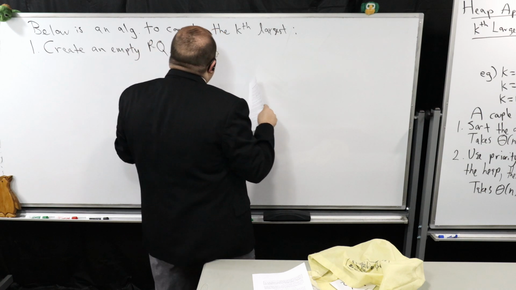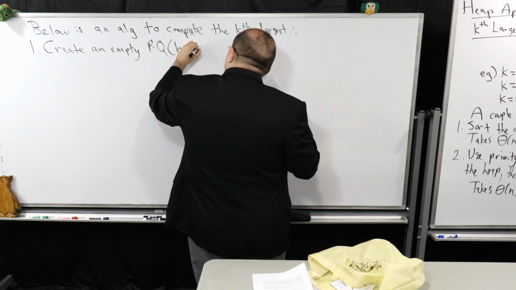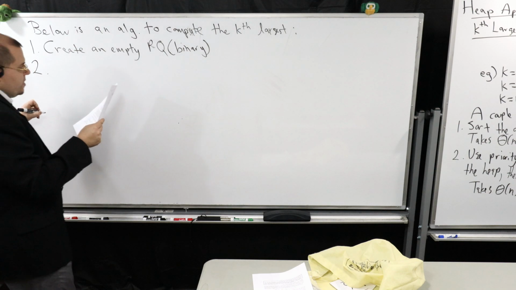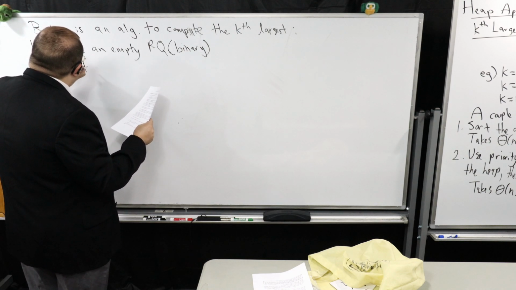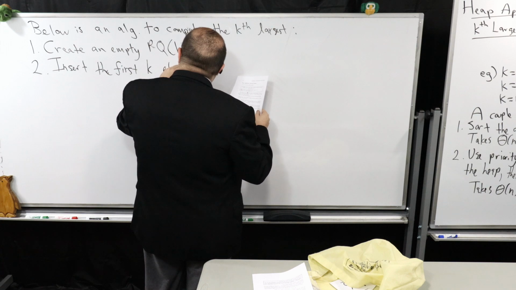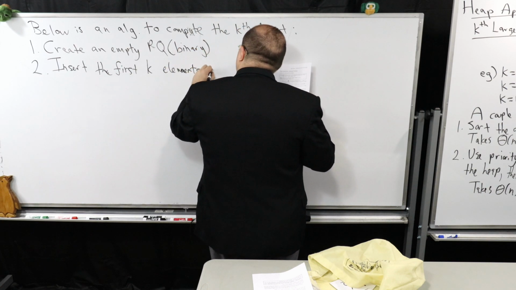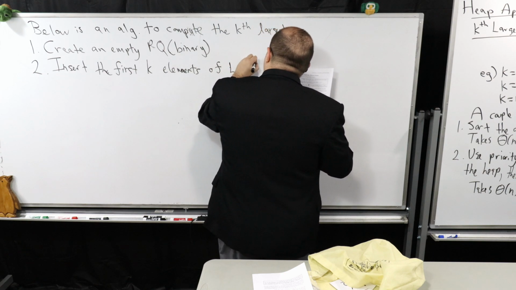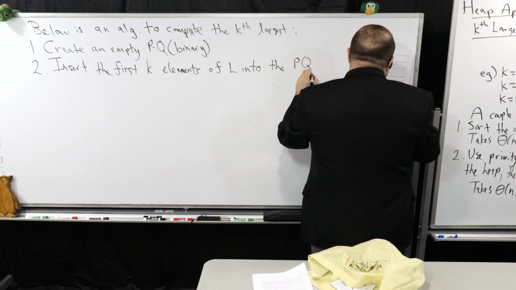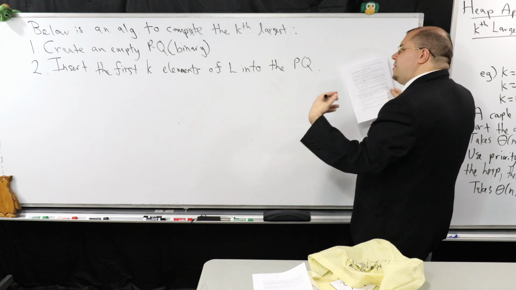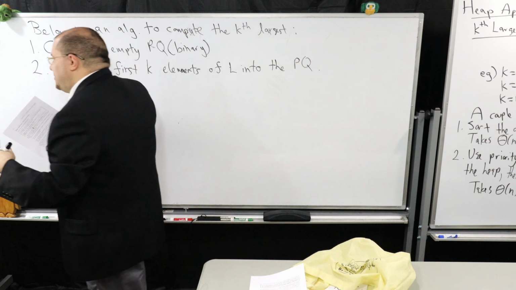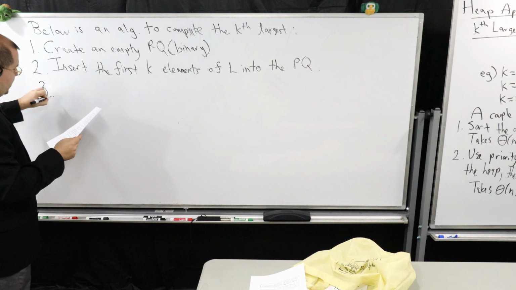Priority queue. Now remember, this is a binary heap that I'm using. So it's a binary heap that I've created. So I'm going to just insert the first k elements of L into the priority queue. So when I say that, I'm talking about L sub 0, L sub 1, L sub 2, all the way up to L sub k minus 1. So I'm just going to go through a loop, just dumping each one of these into my binary heap.